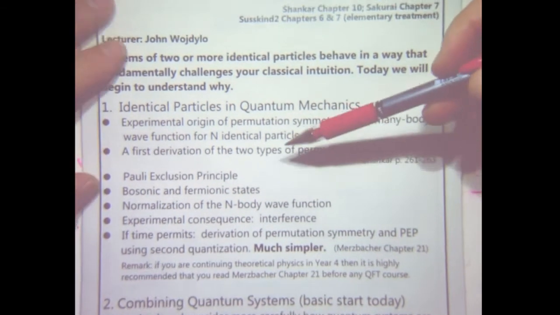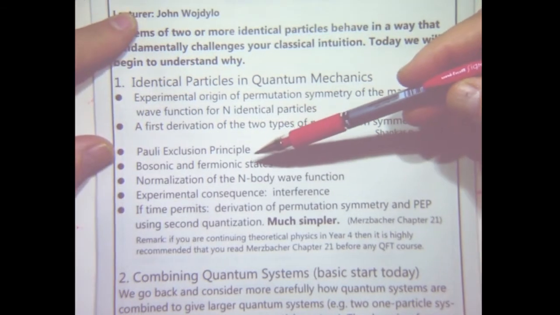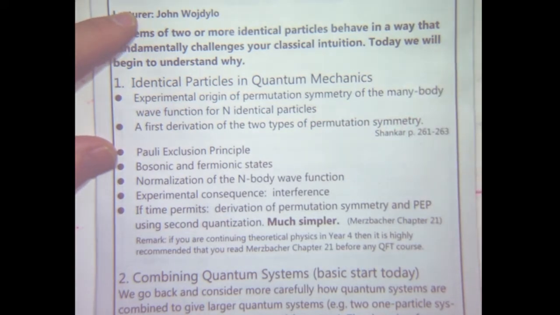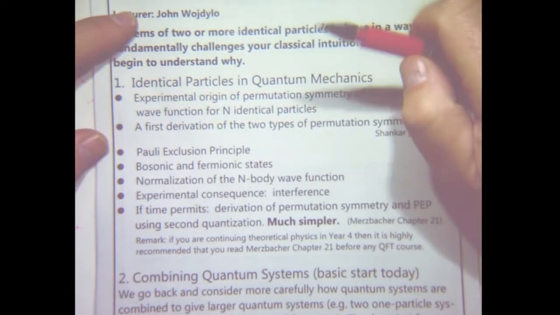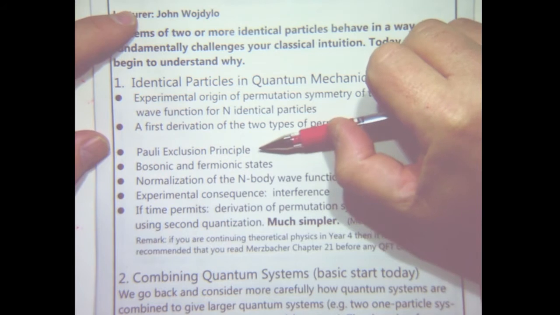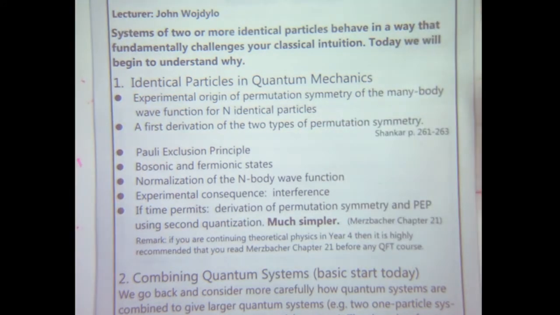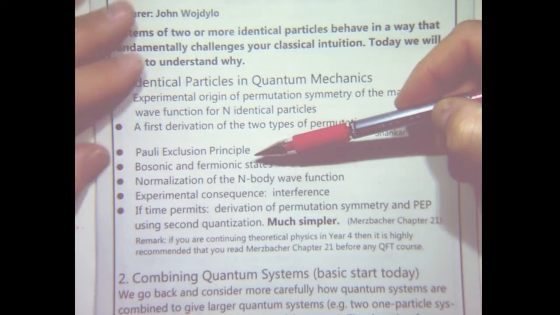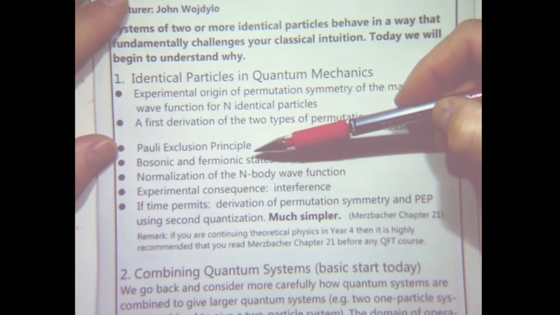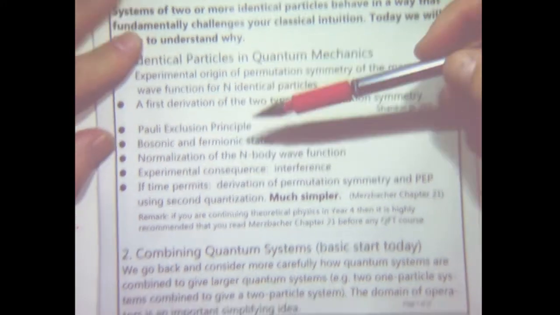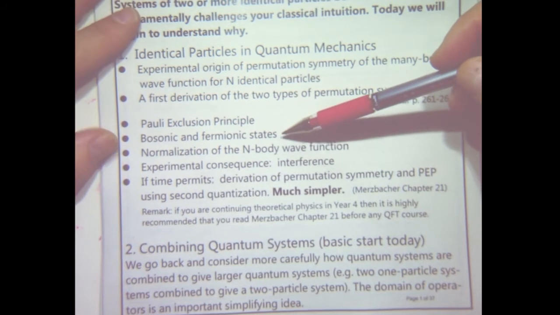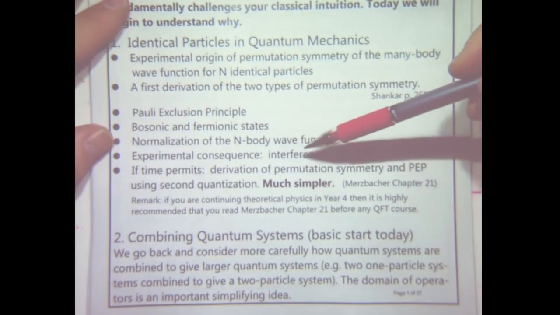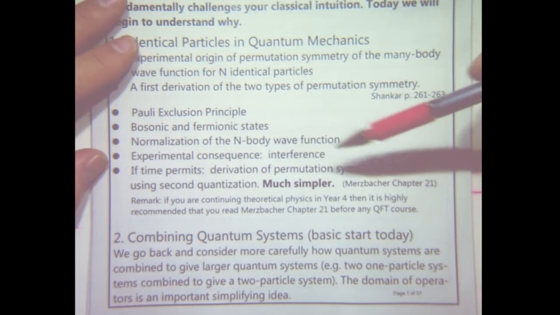And then we'll actually look at the Pauli exclusion principle. We'll derive the Pauli exclusion principle. At least it's not really a proper derivation in the sense of proving things from the grandest possible perspective, but at least you'll see why it arises. To actually prove it really well, you need quantum field theory. Then bosonic and fermionic states, and normalization of the n-body wave function.